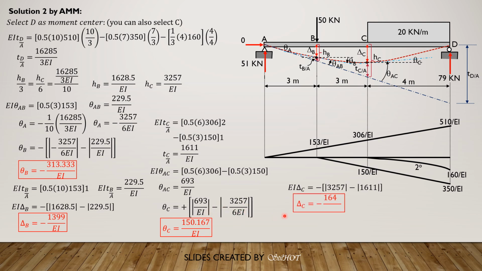So theta C is 150.167 over EI as before. And finally, from the figure, delta C is negative, so it is the negative of quantity absolute value of H sub C minus absolute value of deviation of C relative to A. So negative absolute value of H sub C minus absolute value of deviation of C relative to A, which is 1611. So delta C is negative 1646 over EI as before.